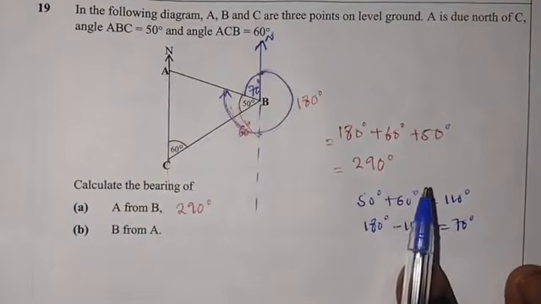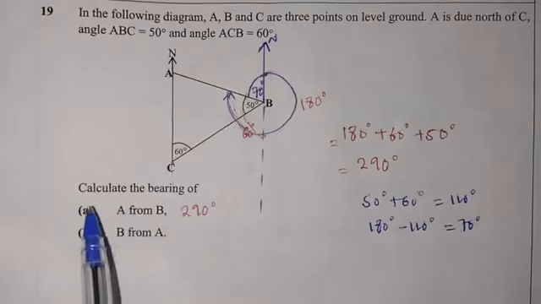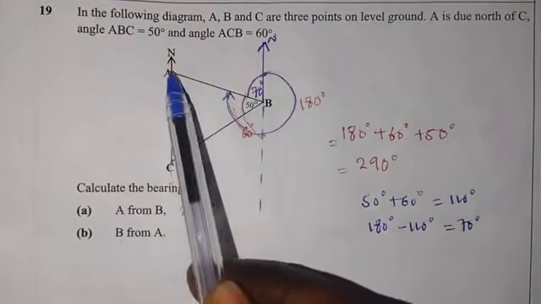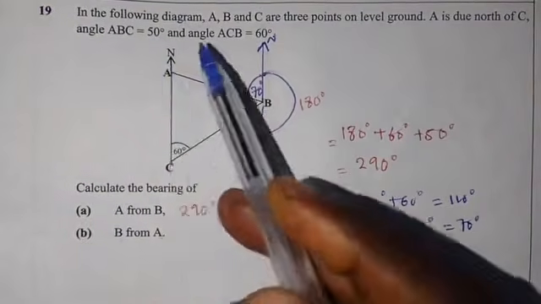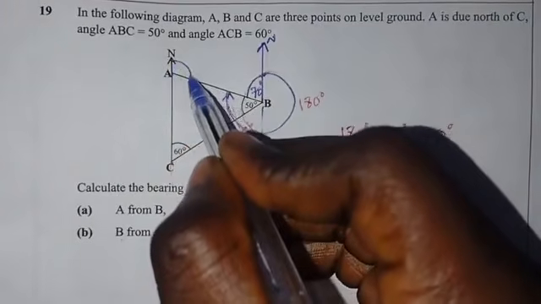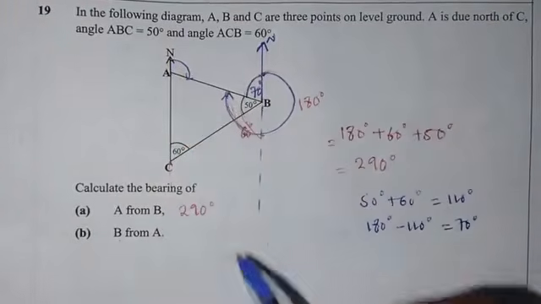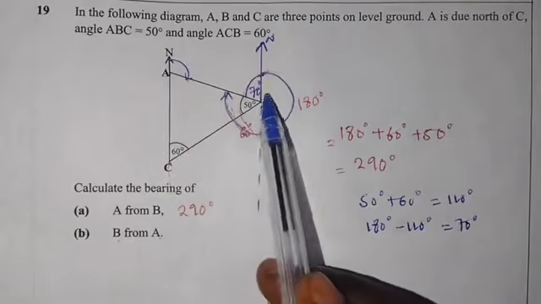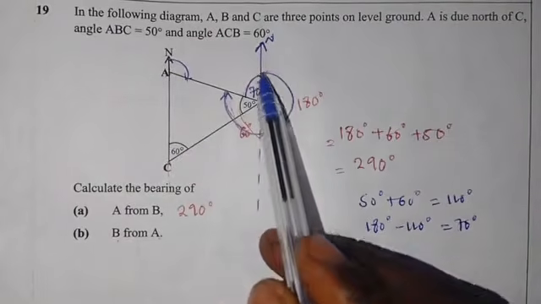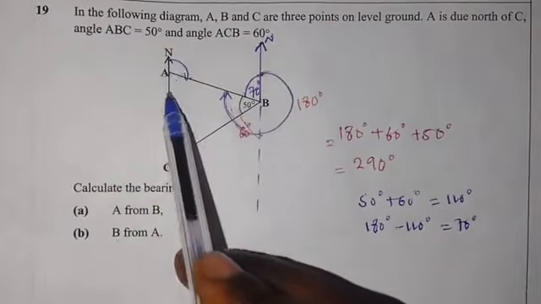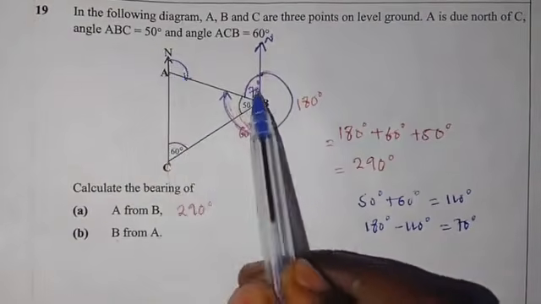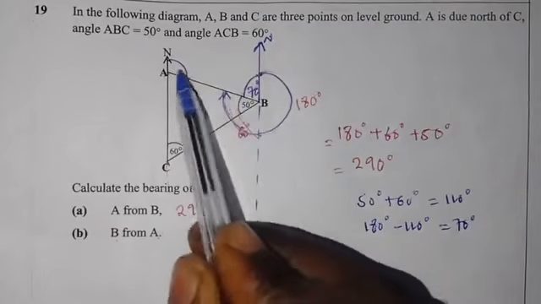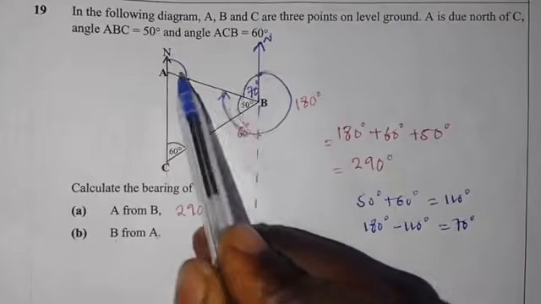Now let us look at the second question here. The second question is saying calculate the bearing of B from A. So they are saying B from A. You can see on point A there is already a north here. So this is the angle they want us to find. This is the bearing they want us to find. Now this bearing is very easy because we have a transversal line, then we have this north and this north. So you can say this angle and this angle, these two angles, they are allied angles. Allied angles are angles that add up to what?